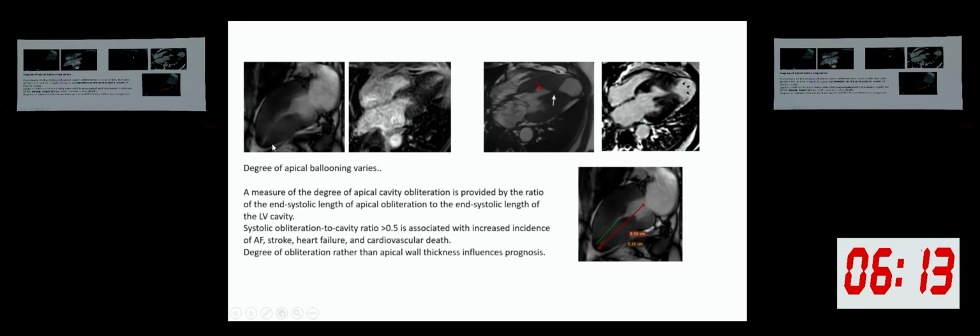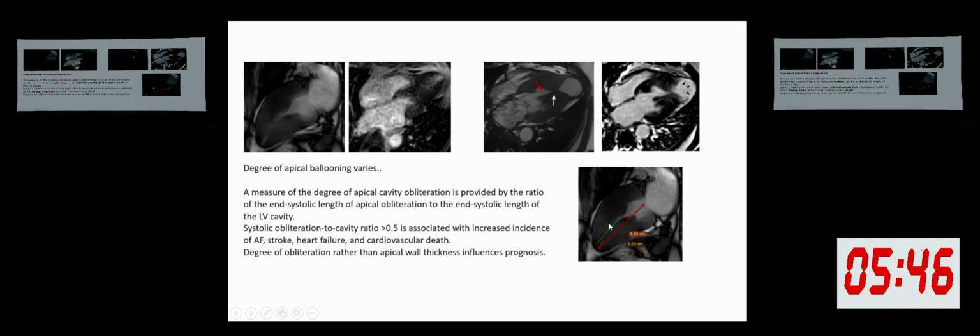In this case there is only a little bit of apical ballooning, which we can see on both the two-chamber cine as well as the short axis and the PSIR. The degree of apical ballooning varies. It can be minimal, as in this case, or extensive, leading to classic aneurysm formation with an ischemic pattern scar.